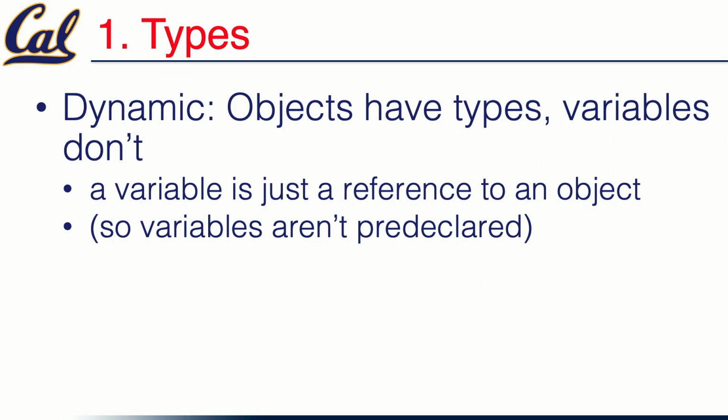So Ruby is dynamically typed. What does that mean? It means that objects in Ruby definitely have a type. Variables don't have a type. So that's different, for example, from Java, where if you declare a variable to be of a certain type, you can only ever assign it values of that type, and you have to pre-declare your variables.